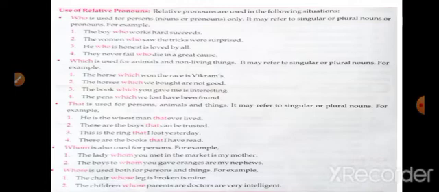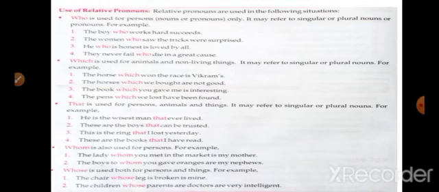For example, the boy who works hard succeeds. The women who saw the tricks were surprised. Which is used for animals and non-living things. It may refer to singular or plural nouns. For example, the book which you gave me is interesting. The pens which we lost have been found. That is used for persons, animals, and things. It may refer to singular or plural nouns.